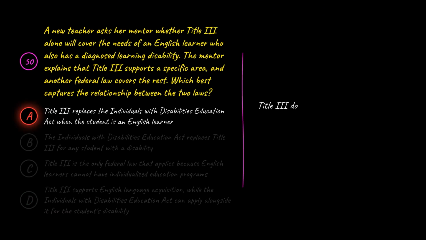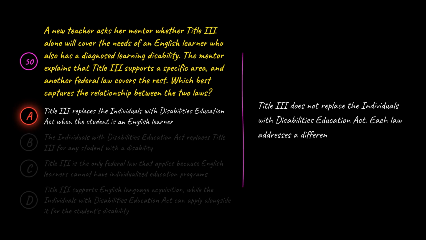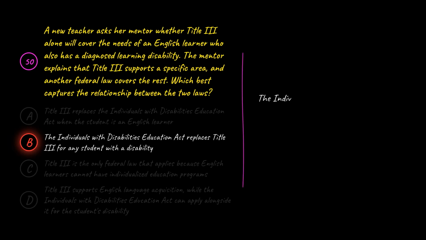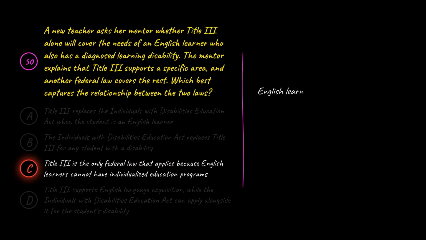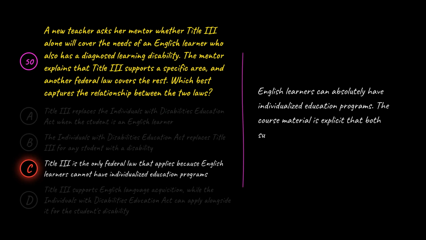A is wrong because Title III does not replace the Individuals with Disabilities Education Act. Each law addresses a different need. B is wrong because the Individuals with Disabilities Education Act does not replace Title III. The student's English language needs remain regardless of disability status. C is wrong because English learners can absolutely have individualized education programs. The course material is explicit that both supports can be provided when warranted.